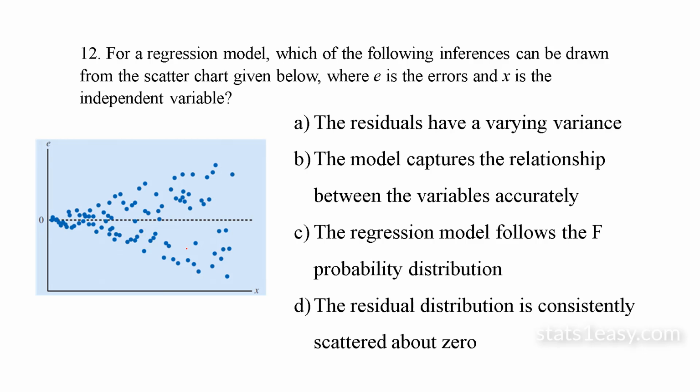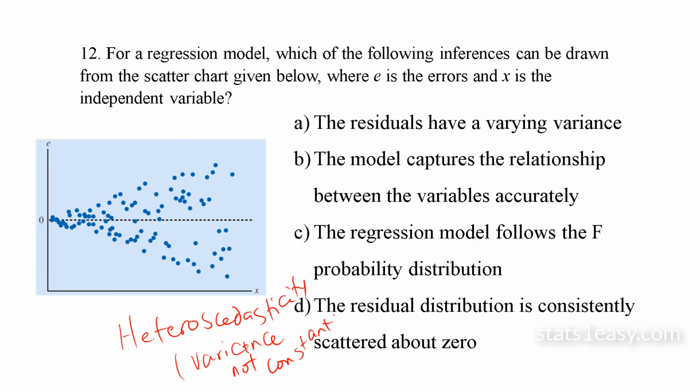And when we have a pattern like that, we say we have a condition called heteroscedasticity. Heteroscedasticity means the variances are not constant, or the standard deviation of the errors are not constant, or the error variables don't have a constant variance. So we can say we have a varying variance. If the variance is constant, we say we have homoscedasticity, which is what we want. So heteroscedasticity in this case is a violation of that requirement. So the answer is A.